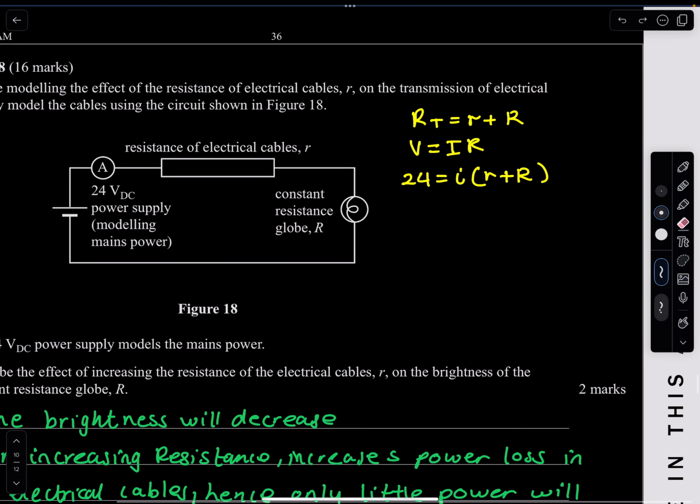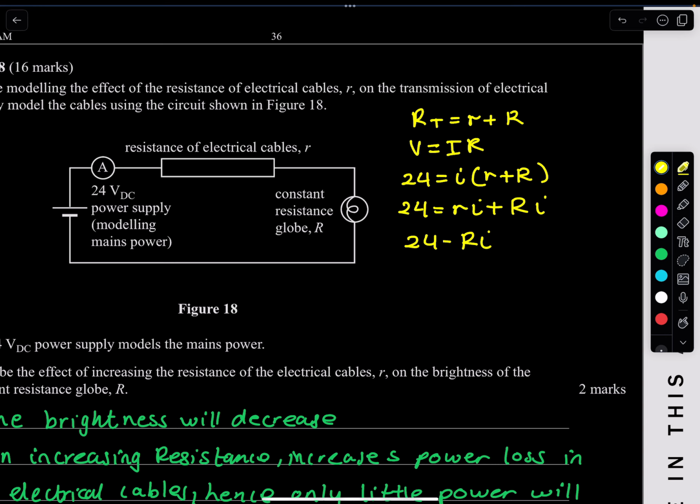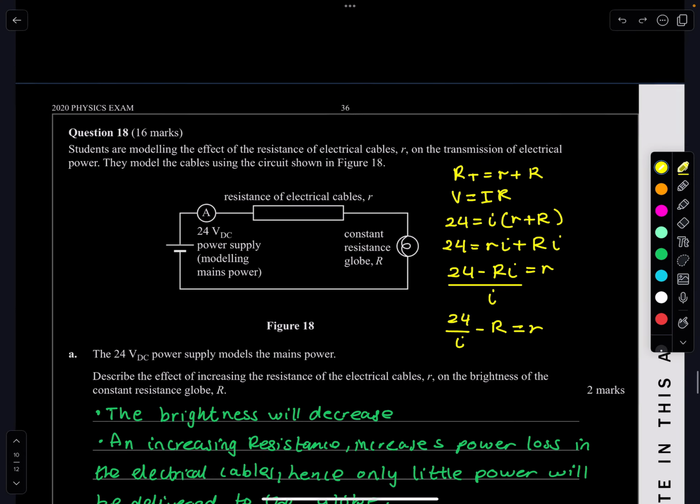So what I'm going to do is expand this out. So 24 equals Ri plus Ri. So 24 minus Ri is equal to Ri. Divide both sides by I to get rid of that I here. So we're left with 24 over I, because you can divide that by I and divide that by I, minus R, because these I's cancel out. So we're left with the formula. That's the proof of the formula.